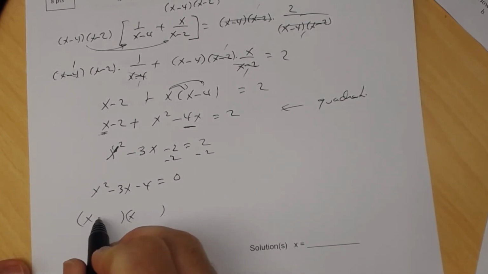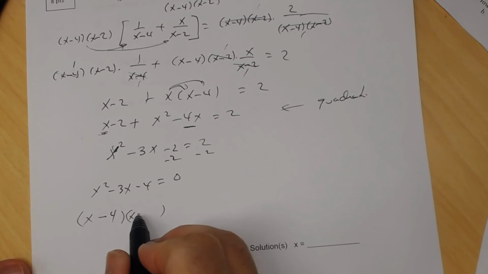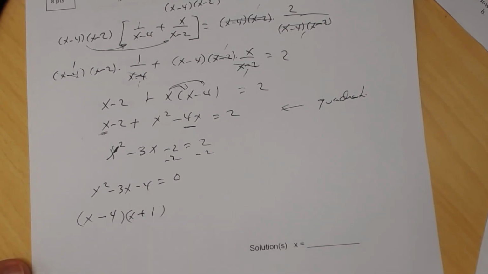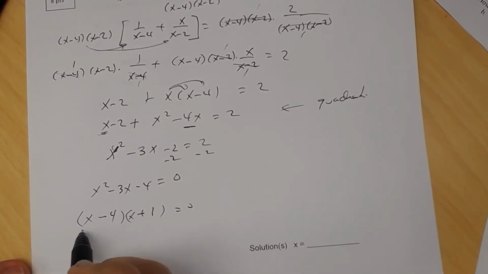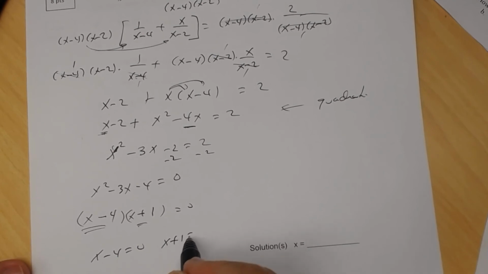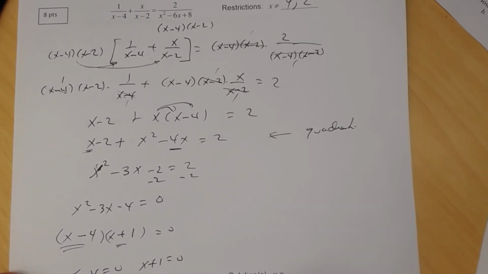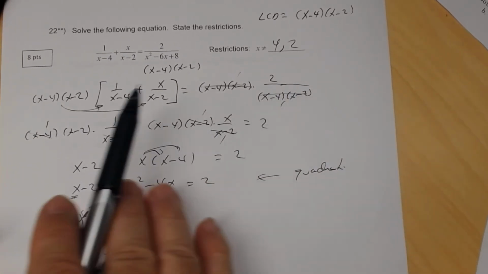So the only way that works is if this is x minus 4 and this is x plus 1. That's the only way that works. You can always check yourself. The outer is a positive x, the inner is a negative 4x, and when I add them up, I get a negative 3x. That equals 0. So now I'm going to use the zero factor property. So I set each one of these equal to 0, and I get x to be 4 and x to be negative 1. But remember, I can't use 4 because that's a restriction.